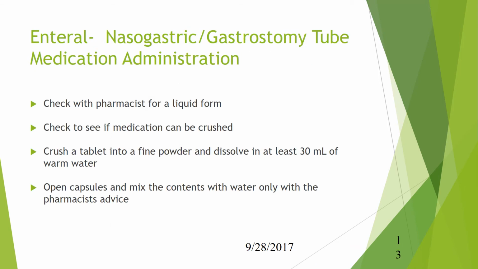So we're going to talk a little bit more about giving medications through an NG or a G tube. The biggest thing is to get any meds you can in the liquid form so you don't have to crush it or worry about dissolving it or clogging up your tube. So check with pharmacists for a liquid form. Check and make sure that the tablet can be crushed, that it's not time released, or if it's a capsule, that it can be pulled apart. Get it down into a fine powder.